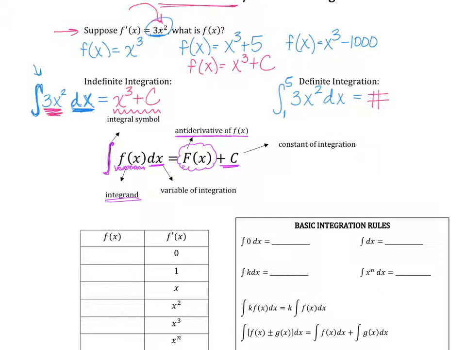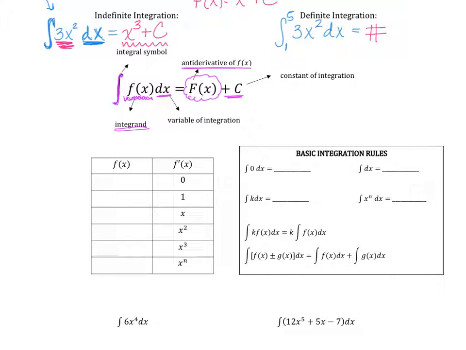So let's see if we can work backwards and figure out some f of x's. In doing that, we'll probably figure out some rules of integration. If I said, hey guys, somebody has a derivative of 0, who is that? Well, you'd say 5, 15, pi. Hopefully you'd say any constant has a derivative of 0. Who would have a derivative of 1? Well, that would be x. x would have a derivative of 1.